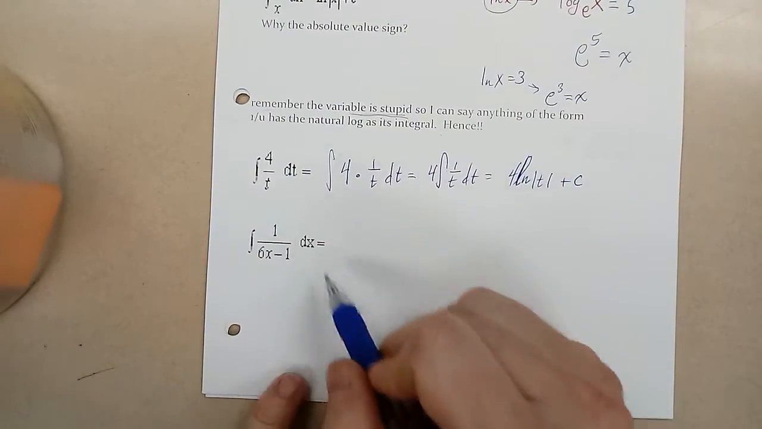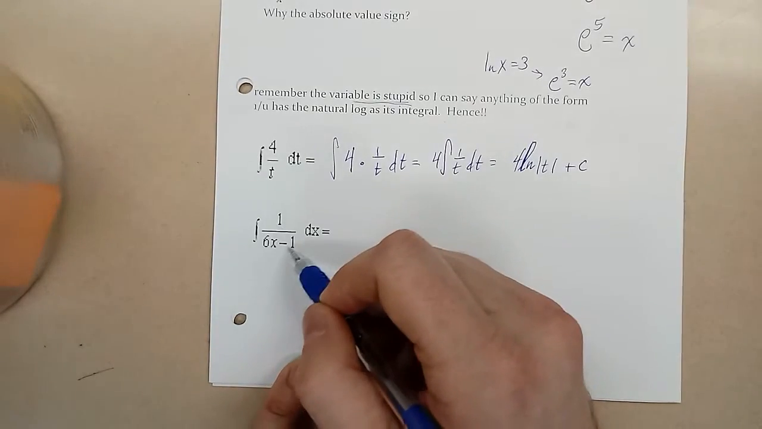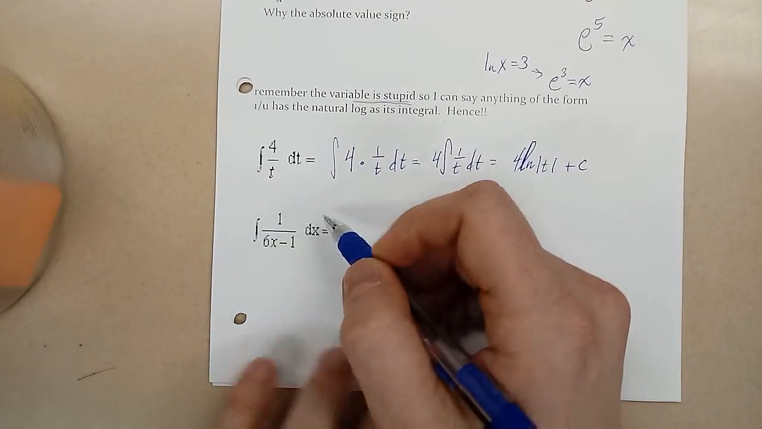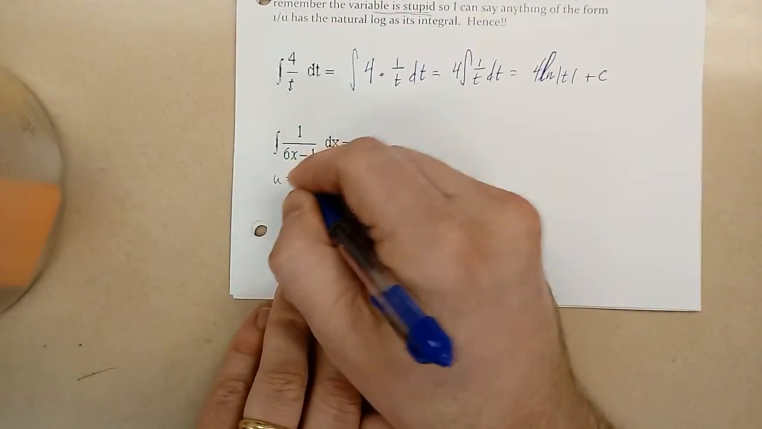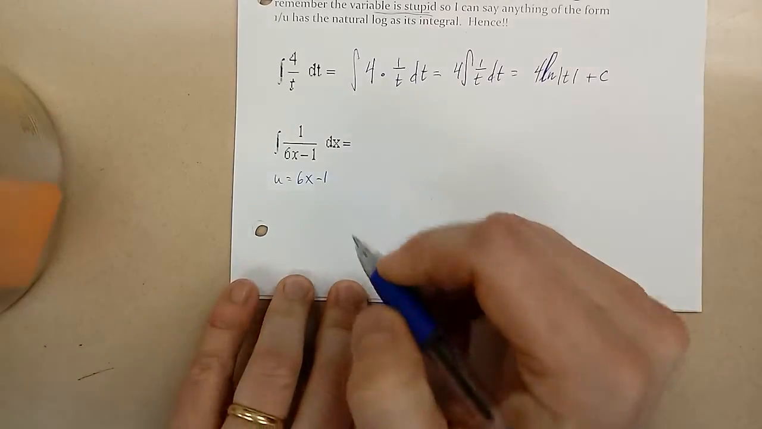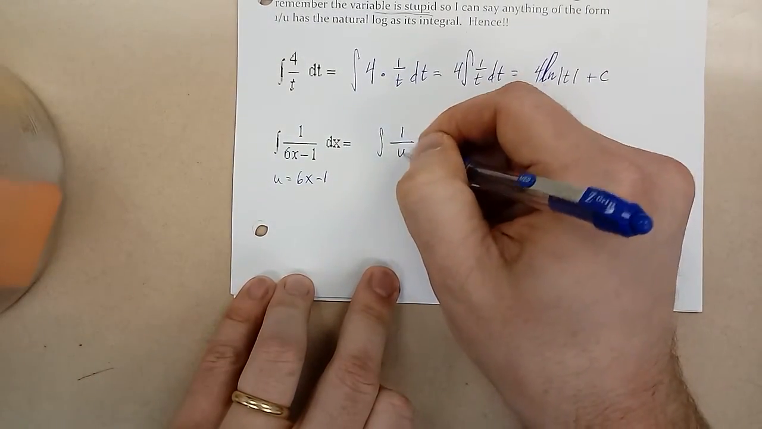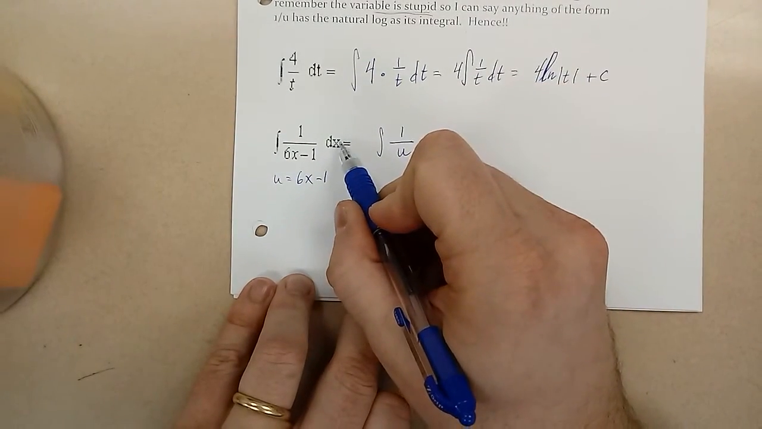Great. Now we get into a slightly more complicated situation. This is not 1 over x dx. This is 1 over 6x minus 1 dx. So we're going to use u substitution here, where we say u is equal to 6x minus 1, which on its own will let me say 1 over u, which is great, but I still have that dx, and we need to figure out how to get rid of the dx.